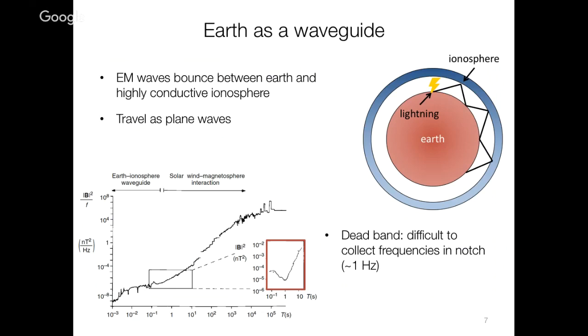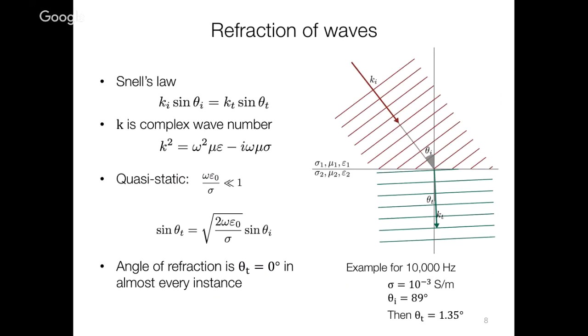So these waves, as they travel, kind of travel as plane waves. If we look at the energy spectrum of the magnetic field, it kind of looks like that, gradually increasing. This is period time. So the longer the period, the higher the energy. And there's a little bit of a dead band in here, a low energy region that exists, but different story. Okay, so I said the waves travel as plane waves.